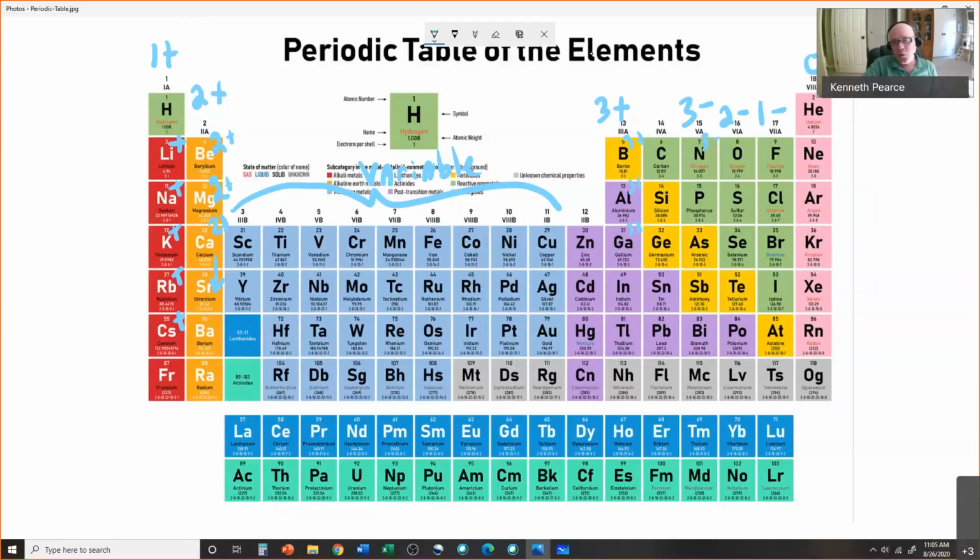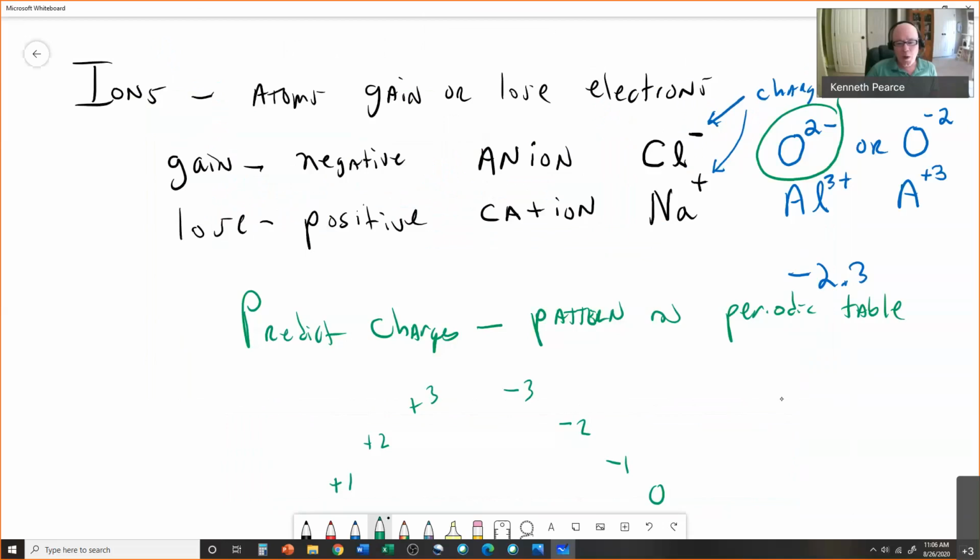Oxygen's always 2 minus, except when it's part of what's called a peroxide, in which case it's considered to have a charge of 1 minus, and all your halogens are 1 minus all the way down. And of course, since the noble gases don't make any bonds most of the time, especially not ionic bonds, they're 0 all the way down. So the periodic table follows this pattern: plus 1, plus 2, plus 3. We skip over the transition elements, and then we go minus 3, minus 2, minus 1, and 0.